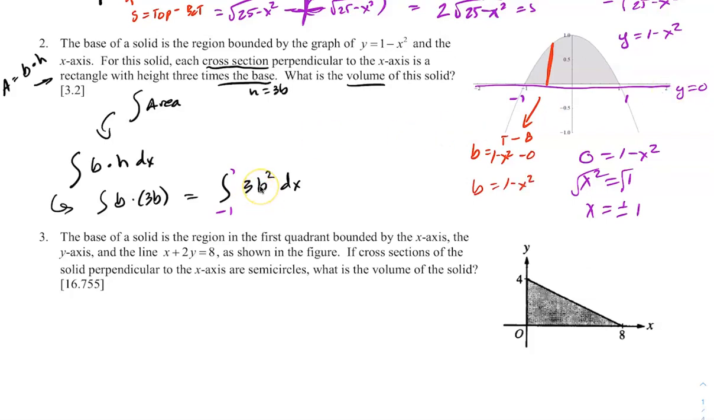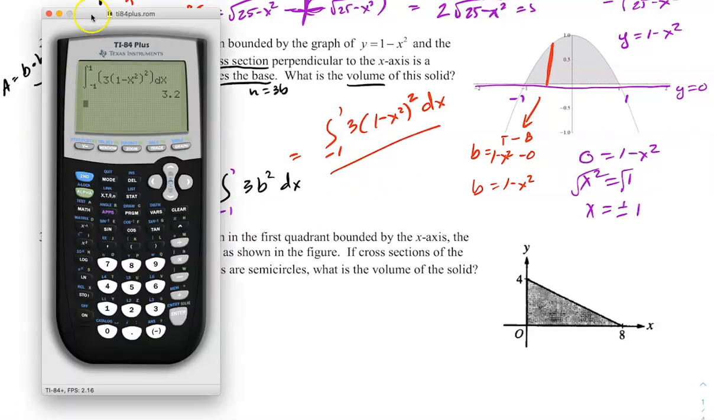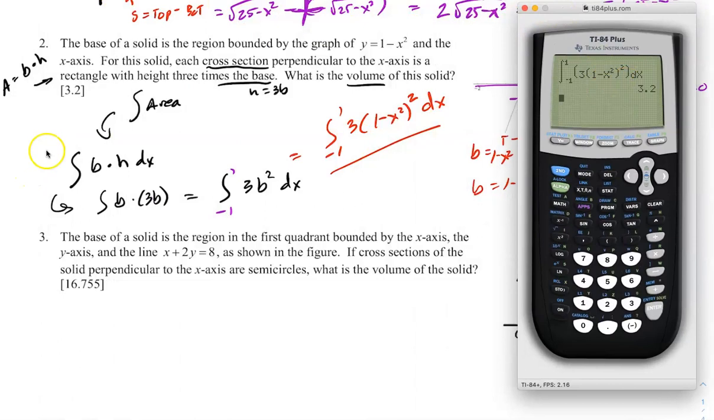So let's plug it in. I'm going to integrate from -1 to 1 of 3 times (1 minus x squared). That is my b. Then don't forget the formula has it squared, so I'm going to square it again, dx. Plug it into your calculator to get the answer. I did so off camera, so you can see it like this. And plug it in, and you get 3.2, which is the right answer.